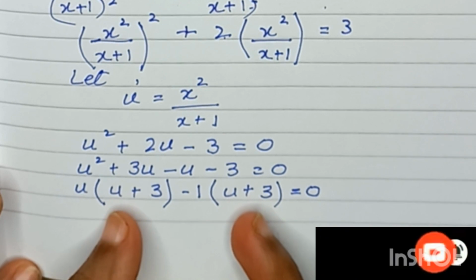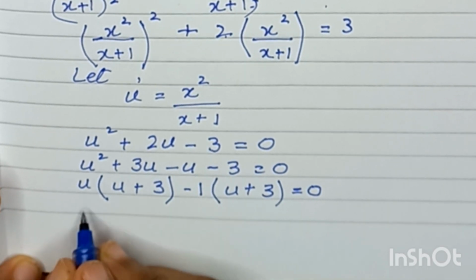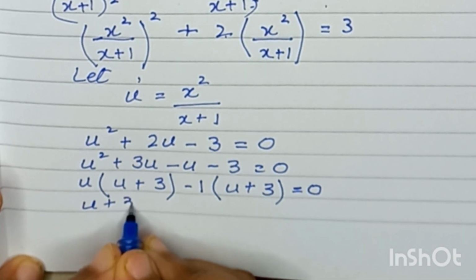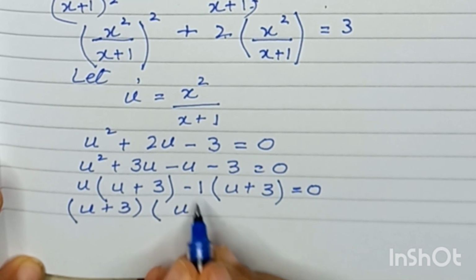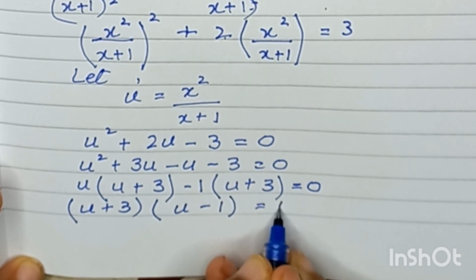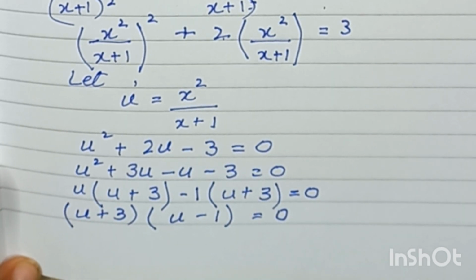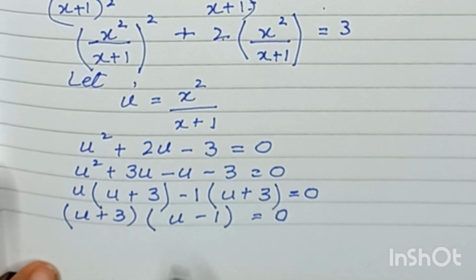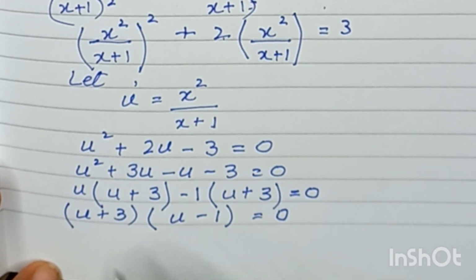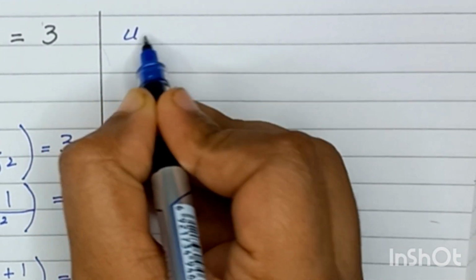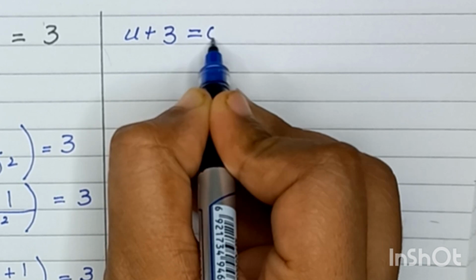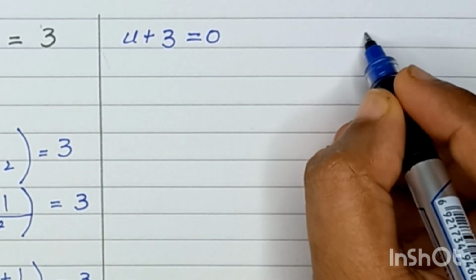Now you can see that here u plus 3 is common. So u plus 3, and here we have u minus 1, which is equal to 0. So from here we have two factors which are equal to 0: u plus 3 is equal to 0 and u minus 1 is equal to 0.